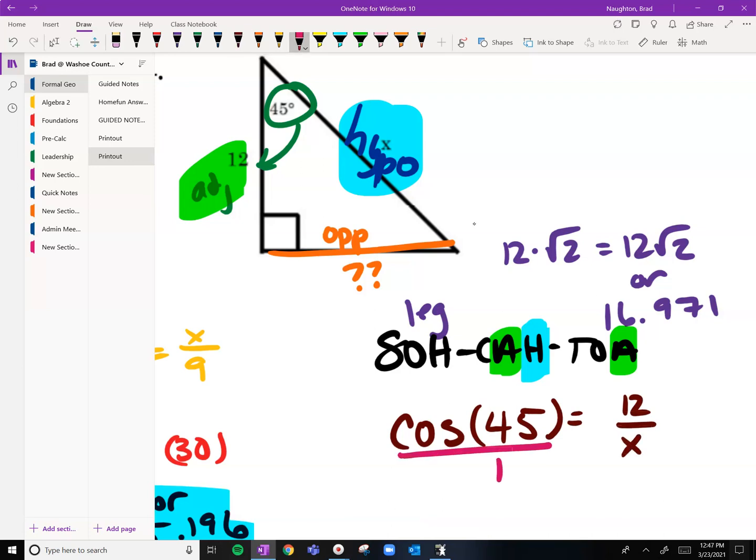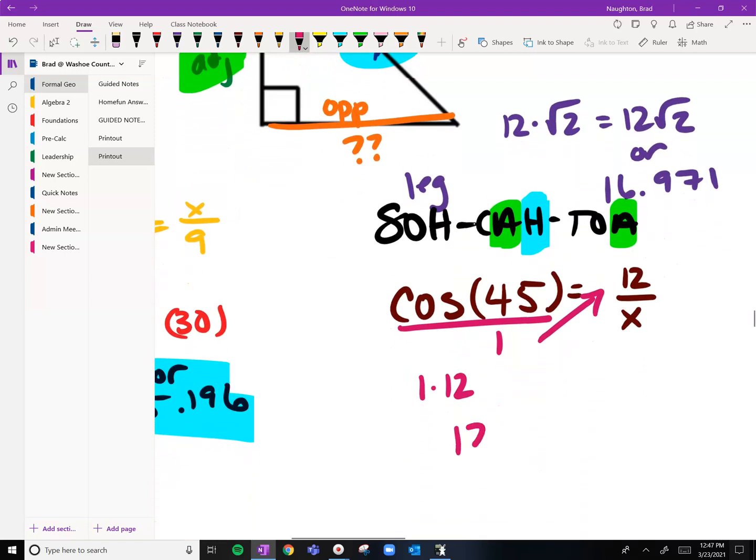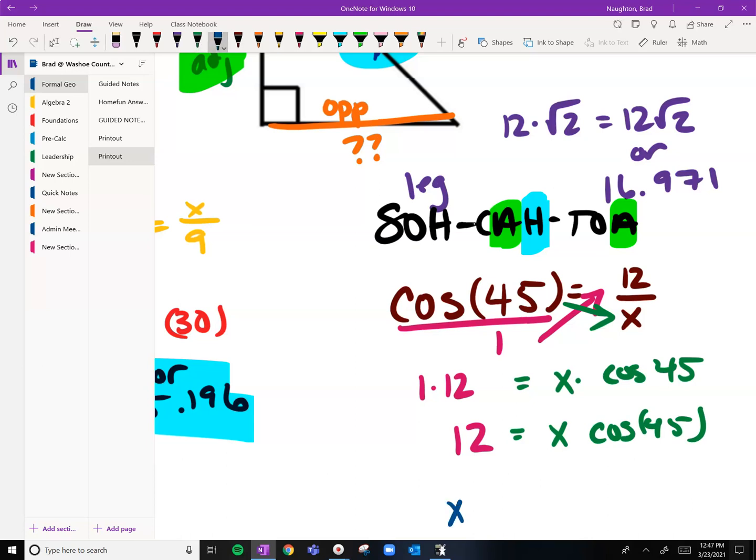So I'm going to put this over 1. So 1 times 12 is going to give me 12. Going the other way for my cross multiplying, x times cosine 45. Then we'll divide both sides. And so x is going to be 12 divided by the cosine of 45, which again is 16.971. Boom. Done. Cool.